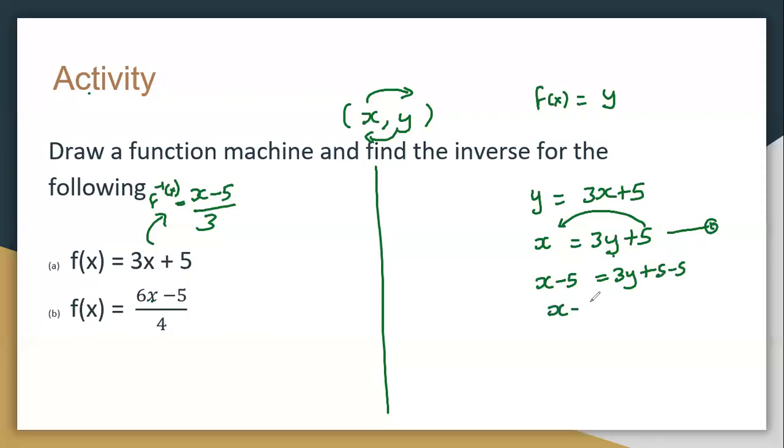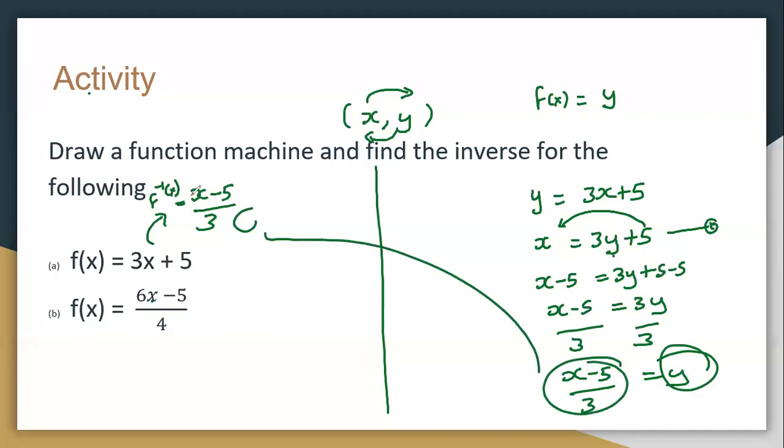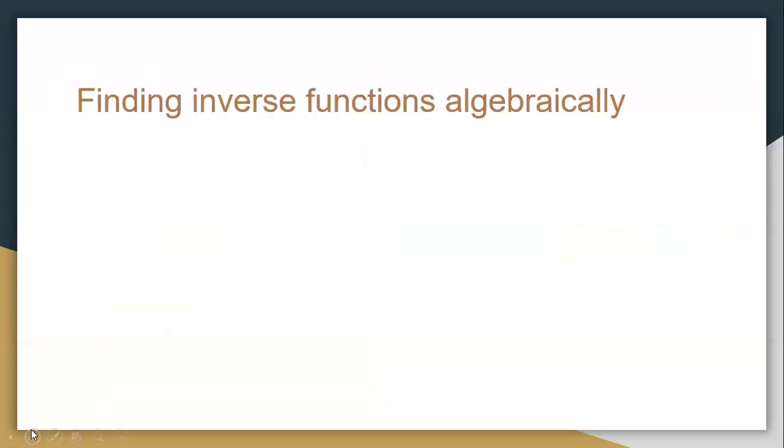So we end up with x minus 5 is equal to 3y. And what we are interested in is y. So I divide by 3, I divide by 3. So x minus 5 over 3 will equal y. And this is what results into your inverse. So you note that this and this are the same. Now that is the algebraic format we are going to look out for.